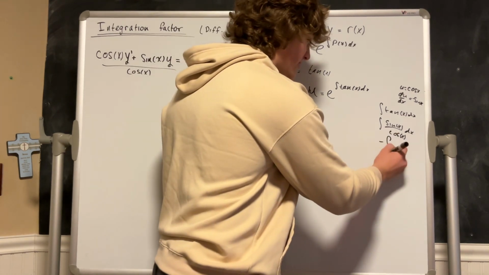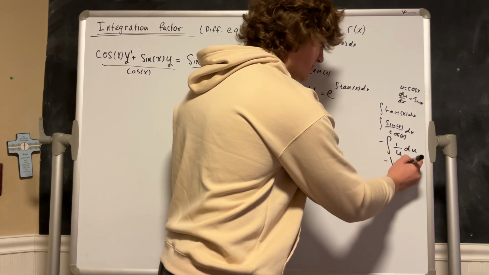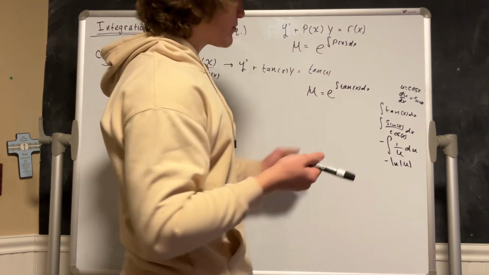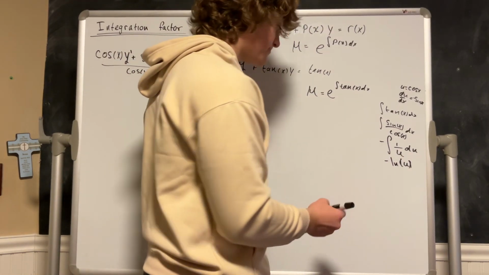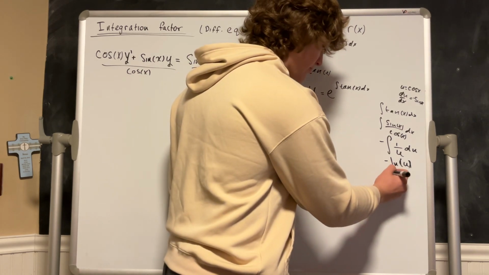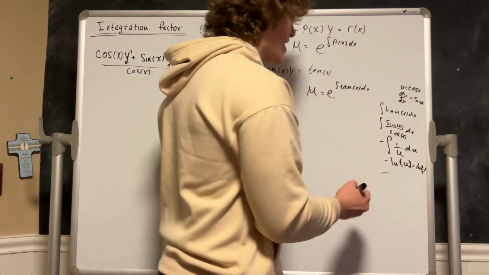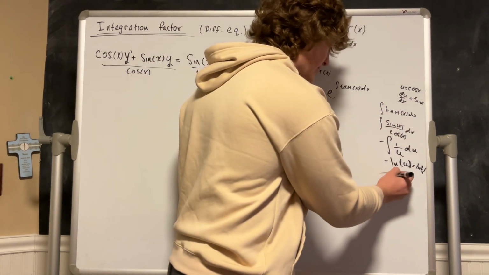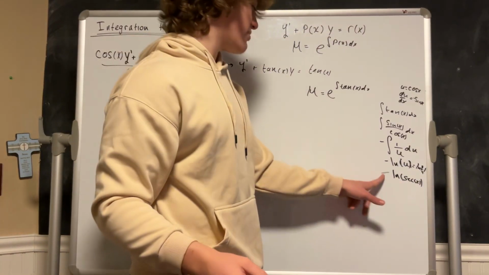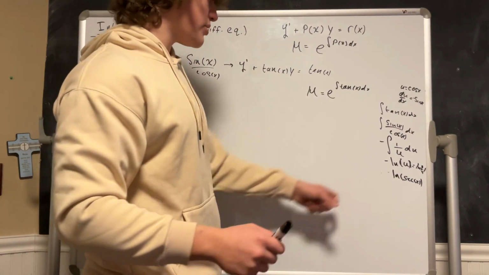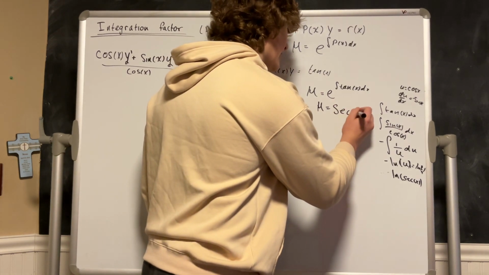So this gives us negative integral of 1 divided by u du, which is just negative ln absolute value of u. And we do have the plus c, but as I mentioned before, we're not going to be dealing with that. And now the negative goes to the inside, making this the ln of 1 over u. And our u was cosine x, so this is just the ln of secant x. And we will be raising e to that power, so the ln's just cancel, so our integration factor is just going to be secant of x.